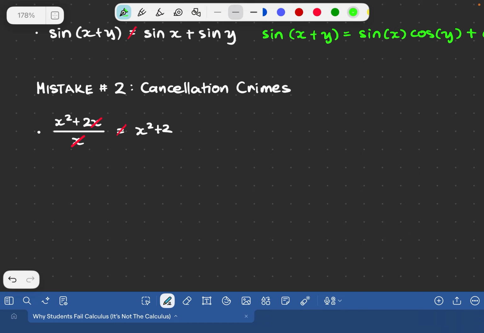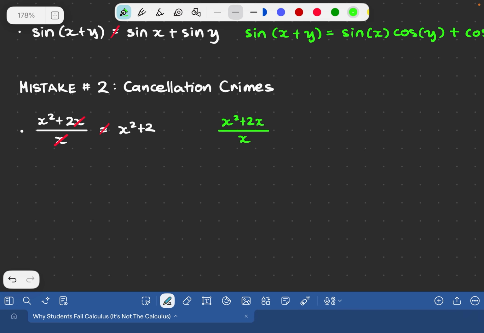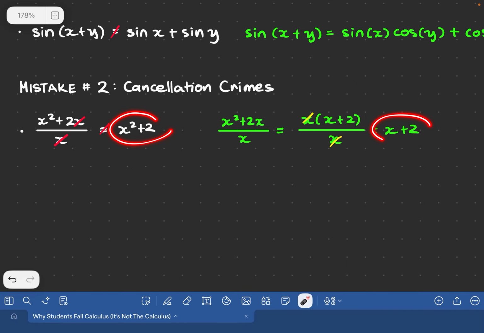The correct way to deal with this is to first factor out the numerator. So for the numerator, you'll have here x times x plus 2. And then you cancel out the x's here. It's not evident. Let's use yellow. That would yield x plus 2. Clearly, these two things are not the same.